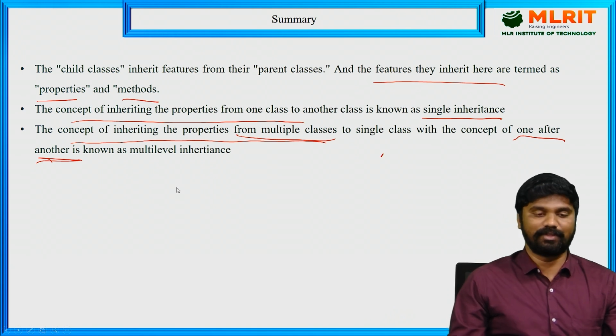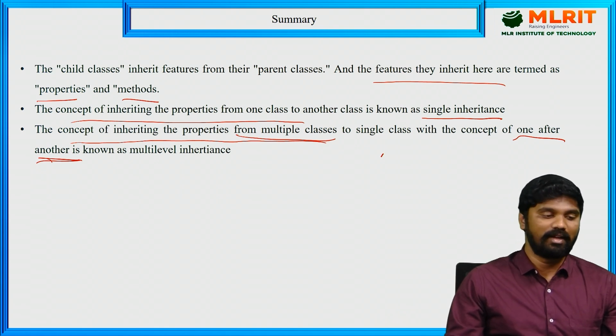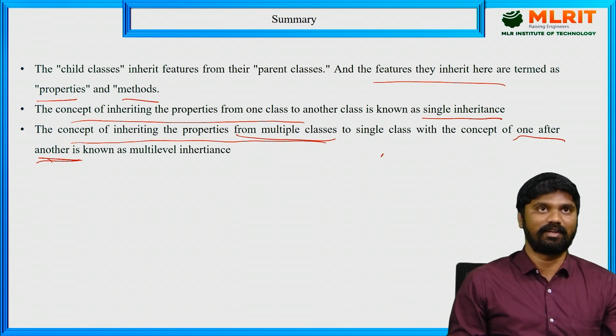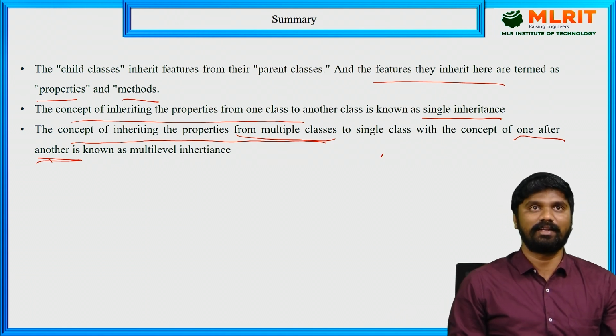Right. So this is about the inheritance concept, as well as the examples and how we make the parent-child relationship. After that we discussed the types of inheritance, that is single inheritance and multi-level inheritance. Next we will discuss other types of inheritance.